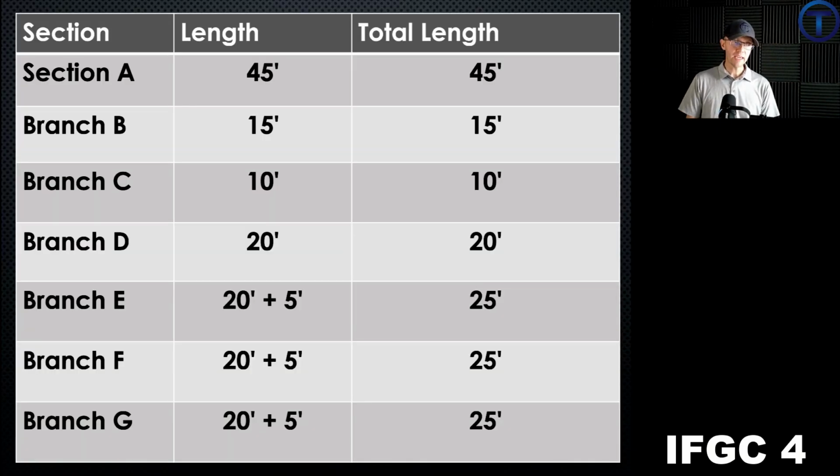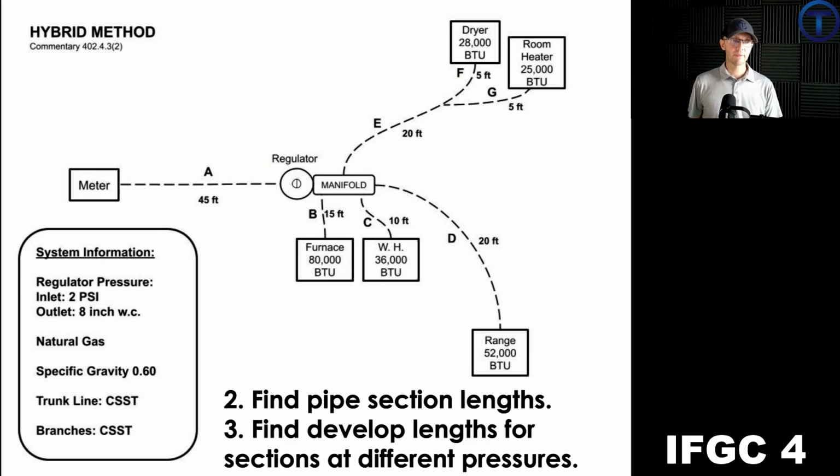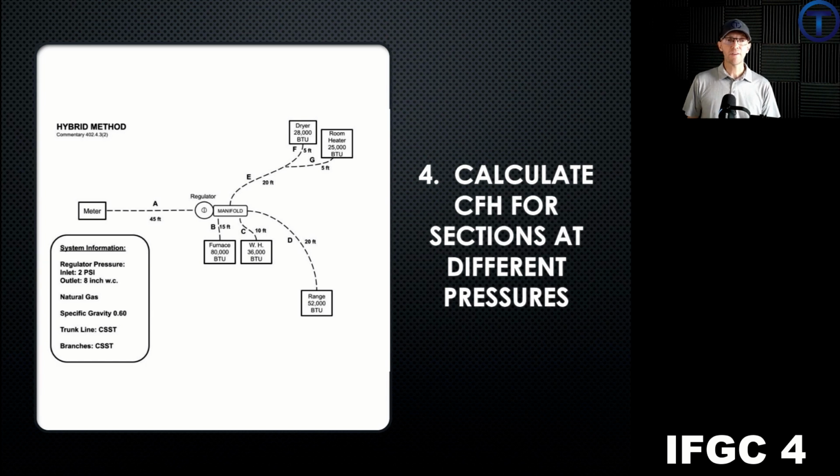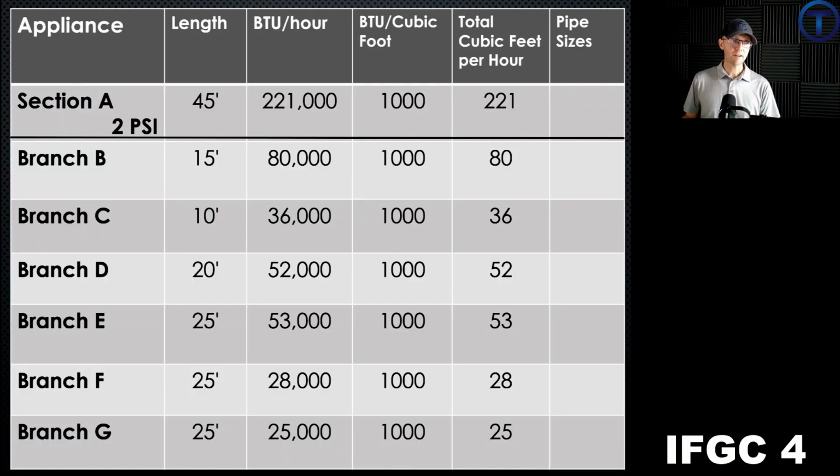But with branch E, F, and G, if we look at E, it's 20 feet, and both F and G are 5 feet. For each of those, we're going to add those distances, and we'll use the total length of 25 feet for those. The next step is to calculate for the cubic feet per hour for all of those sections. Let's expand our table. Section A has a total of 221,000 BTUs. That's our higher pressure at 2 psi. We'll divide by our 1,000 and get 221 cubic feet per hour.